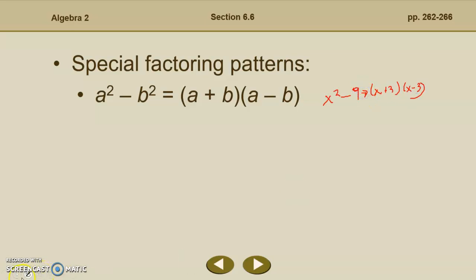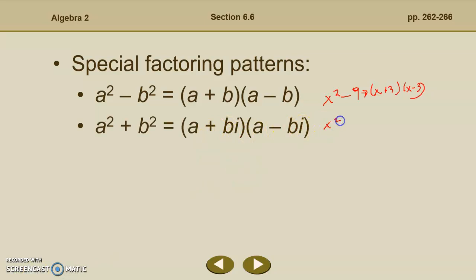All right, we had a sum of squares that we could factor like this: a plus bi times a minus bi. So x squared plus 9 could be factored as x plus 3i and x minus 3i. Those are our two factors. So those should be familiar to you. I've had you mark that page and told you that you need to learn those.